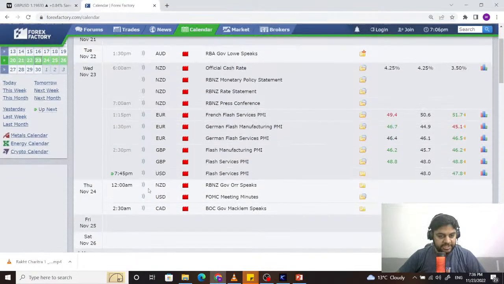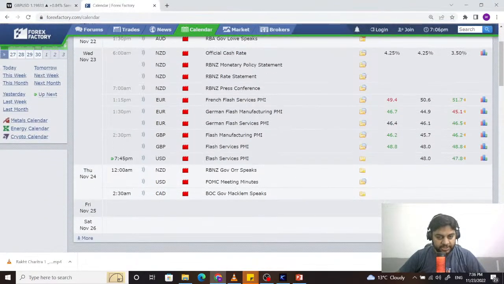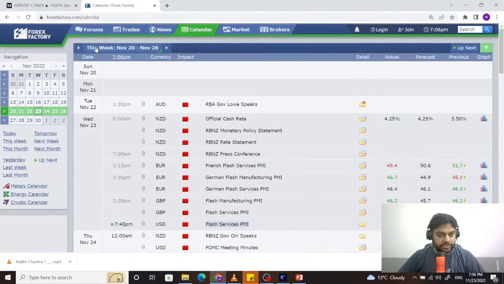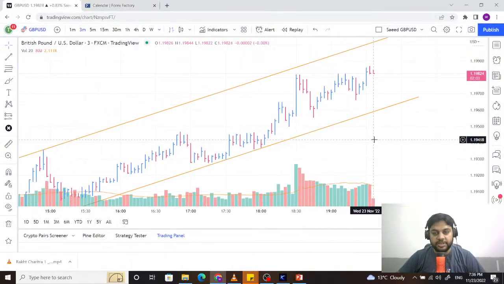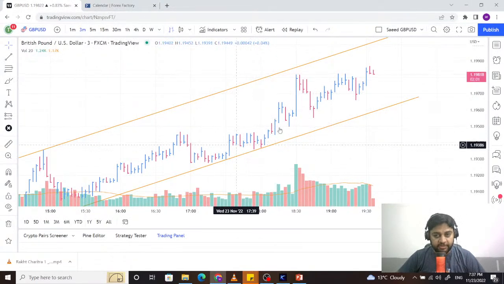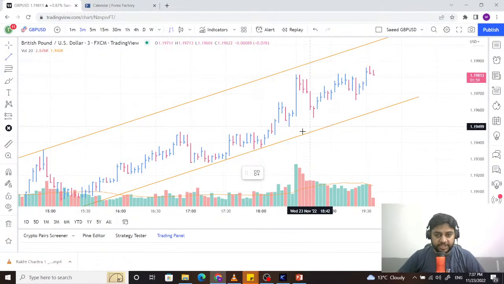Before that, let me share that this is going to be the time for news: Flash Services PMI, a news event in USD. Since I'm currently sitting in Pakistan, the news time is 7:40, which means roughly 8:15 according to Indian time. So at 8:15 we are going to have news, and I hope you will all be with me during these news times, because news times tend to be extremely volatile, and I have a good sense that the market is probably going to go up.